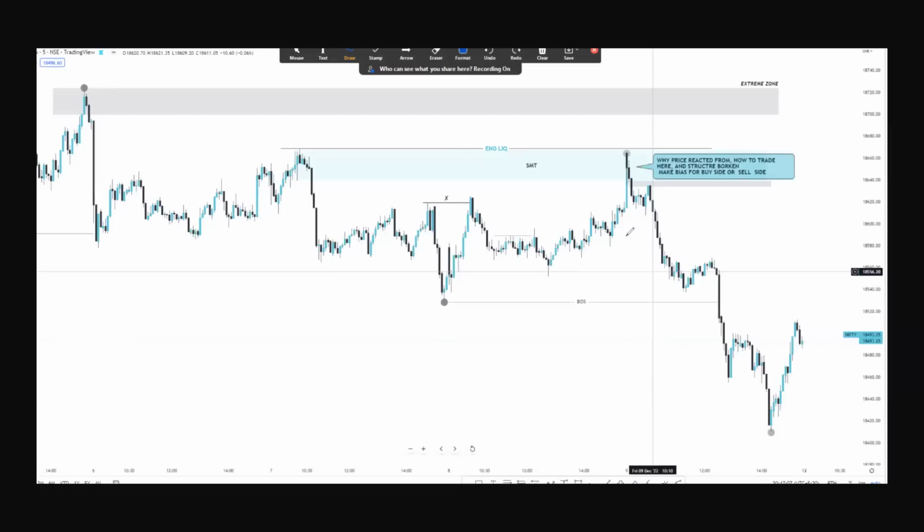Look, you can trade after the change of character is here, right?